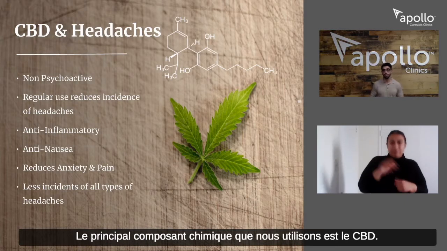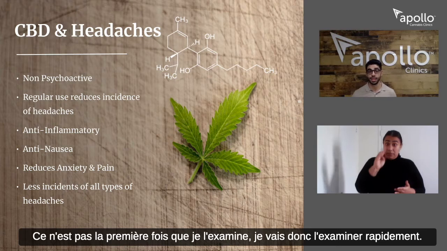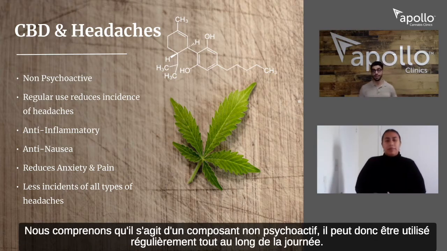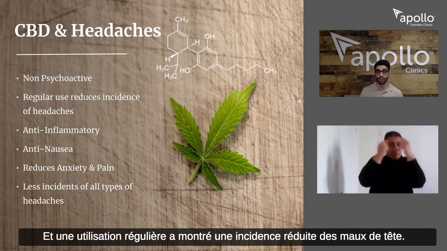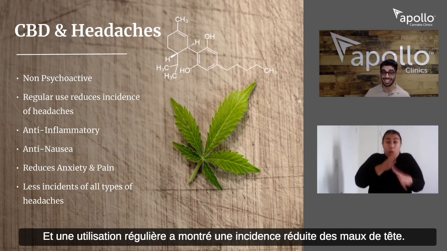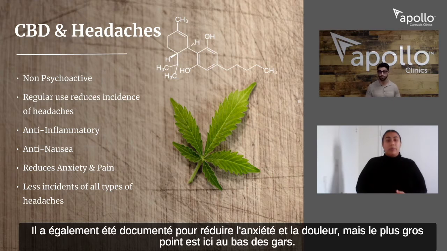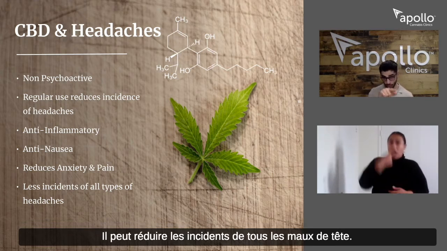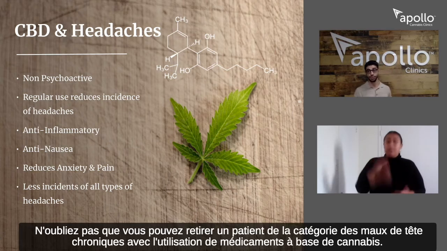So the main chemical component that we use, the main molecule that comes off of the plant for cannabis-based medications, is CBD. This is not the first time I've reviewed it, so I will go quickly. We understand that it is a non-psychoactive component, so it can be used regularly throughout the day. And regular use has shown a reduced incidence of headaches. It has anti-inflammatory properties. It can help with some of the nausea that presents with migraines. Obviously, it's also known to reduce anxiety and pain. But the biggest point is the last one here, less incidence, guys. Remember, you can take a patient out of the category of chronic headaches with the use of cannabis-based medications.